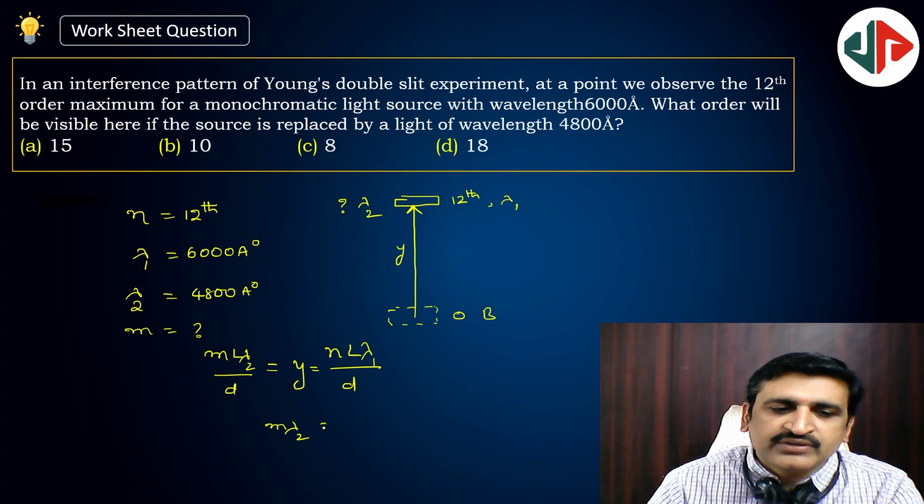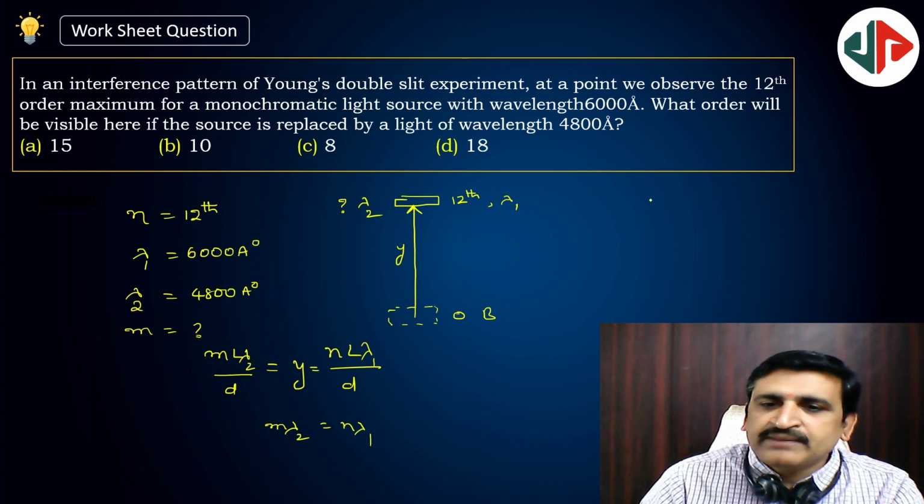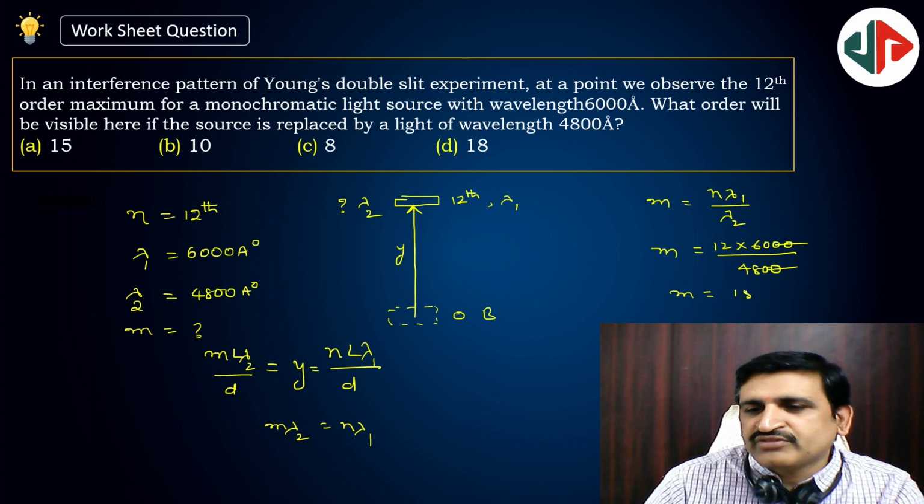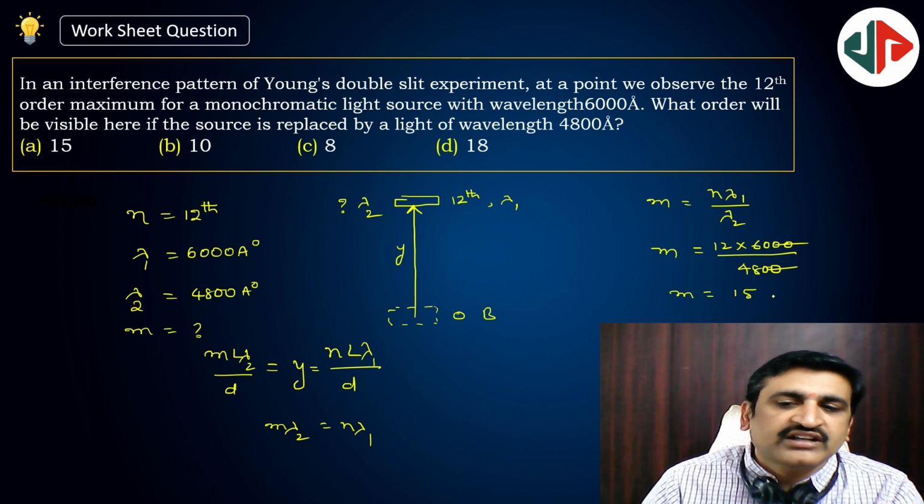m lambda 2 is equal to n lambda 1, which implies m is equal to n lambda 1 by lambda 2. That is equal to n value 12, lambda 1 6000 by lambda 2 value 4800. Two zeros will go, and m is equal to 12 into 5 by 4, 4 will go 3 times, which is 15. So the 15th fringe will come, 15th order will come, right?